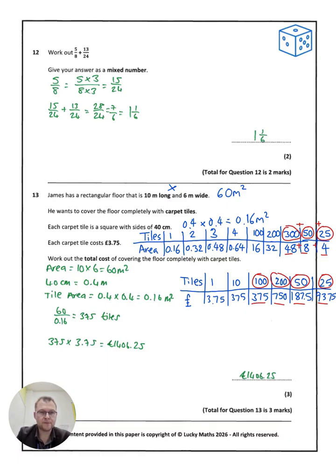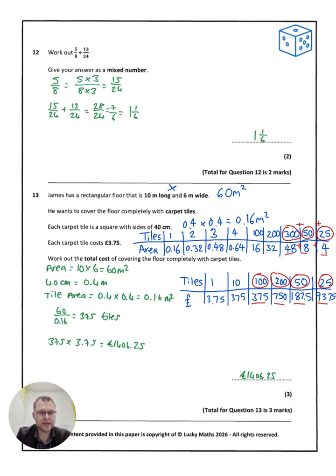Okay, got adding fractions there where obviously finding a common denominator is crucial. This one about the floor, to understand about area, I think this is quite complicated numbers to work with these tiles and stuff. So 10 times 6, 60 meters squared, 40 centimeters per carpet tile in meters is 0.4. 0.4 times 0.4 is 0.16 meters squared. So every carpet tile is taking up 0.16 meters squared, and we need to work out how many of those are needed to fill 60 meters squared.